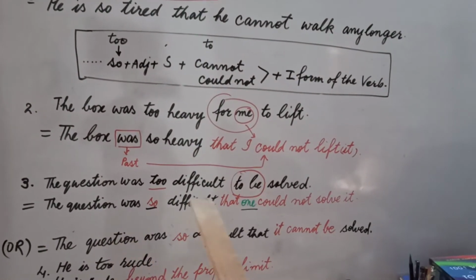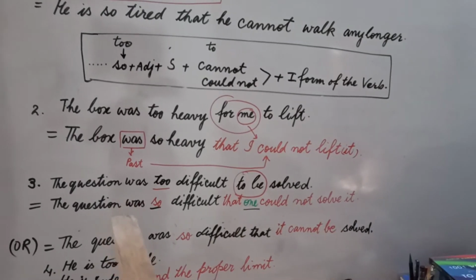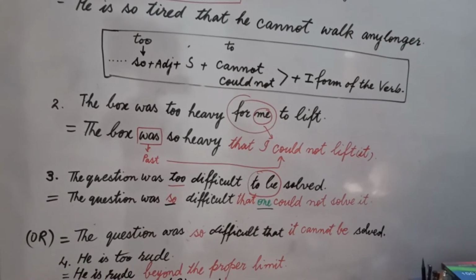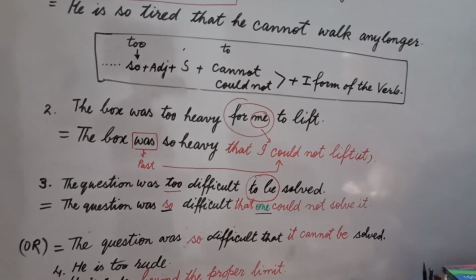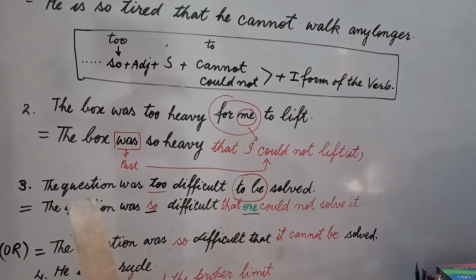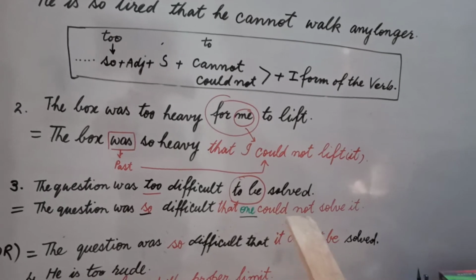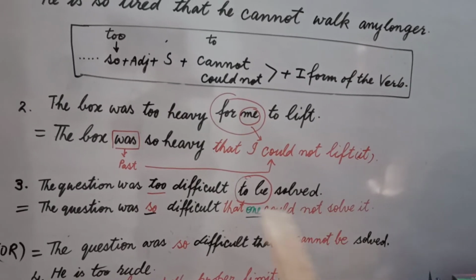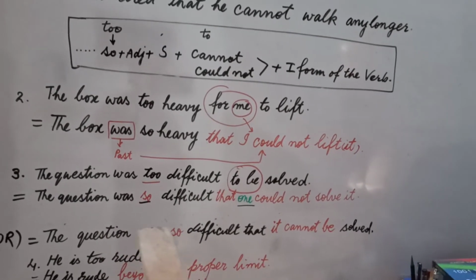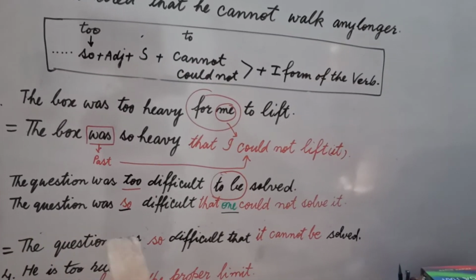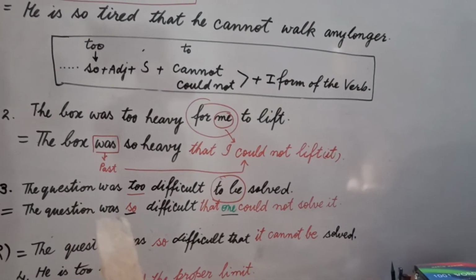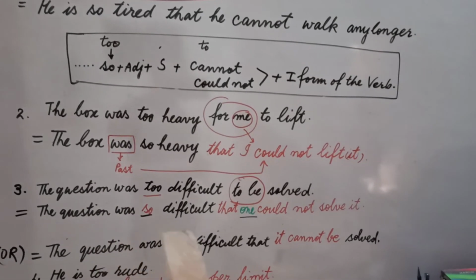The question was too difficult to be solved. This is passive based "too" removal in this question number 3. The question was too difficult to be solved means difficult is said about the question, and this question is to be solved by some other person, and the subjects of the two parts differ. In such a case, we will write "the question was so difficult" as usual, as we have already done in former or previous sentences.